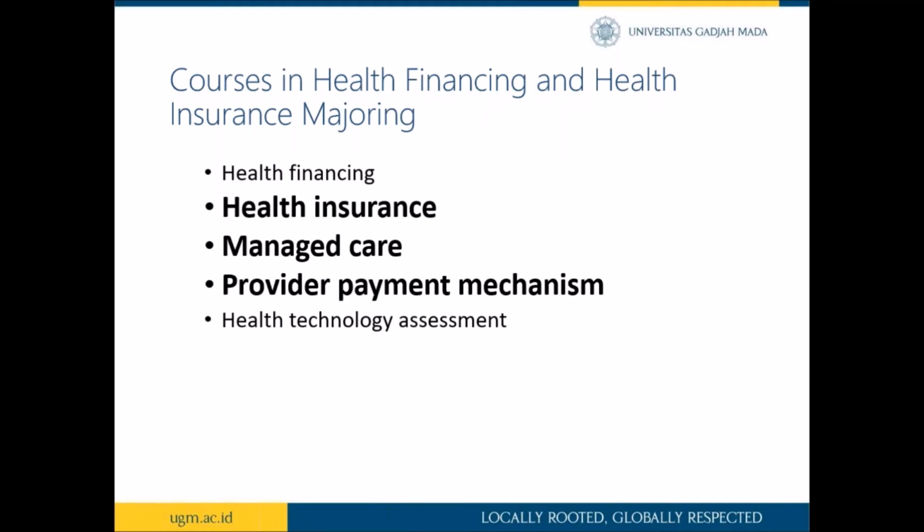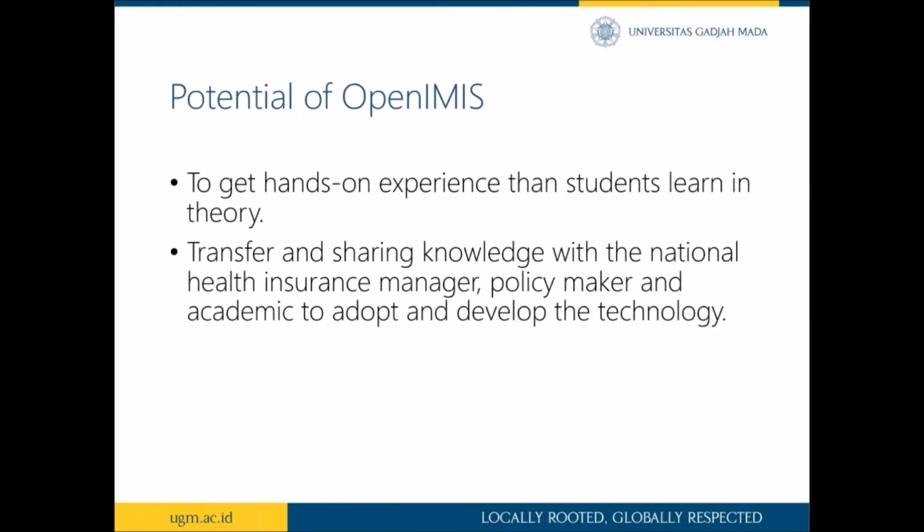In the module of health financing and health insurance, there are at least five courses that could be relevant for openIMIS, but we focus on three main courses, which is health insurance, managed care, and provider payment mechanism. So first, we would like to learn more detail about the learning objective and lecturers, and also the tutorials that are already in this health insurance, managed care, and provider payment mechanisms. And then we would like to map this learning objective with what are the features and functions that are already available in openIMIS.